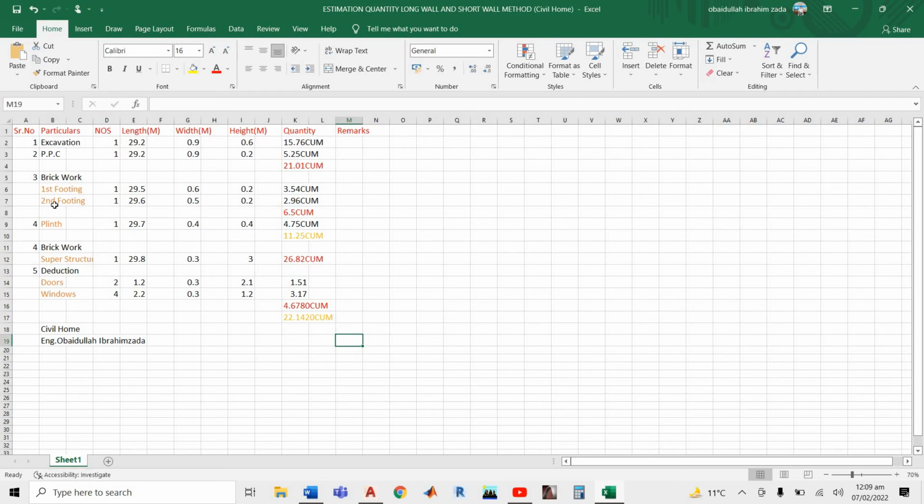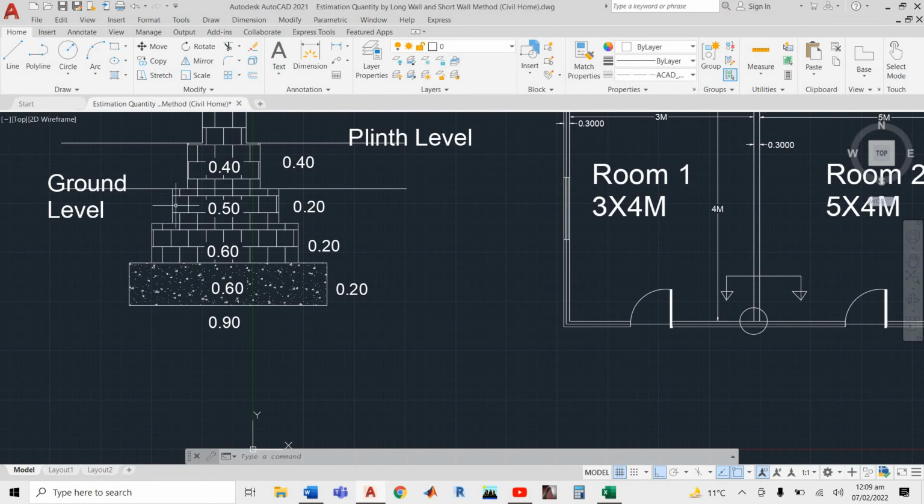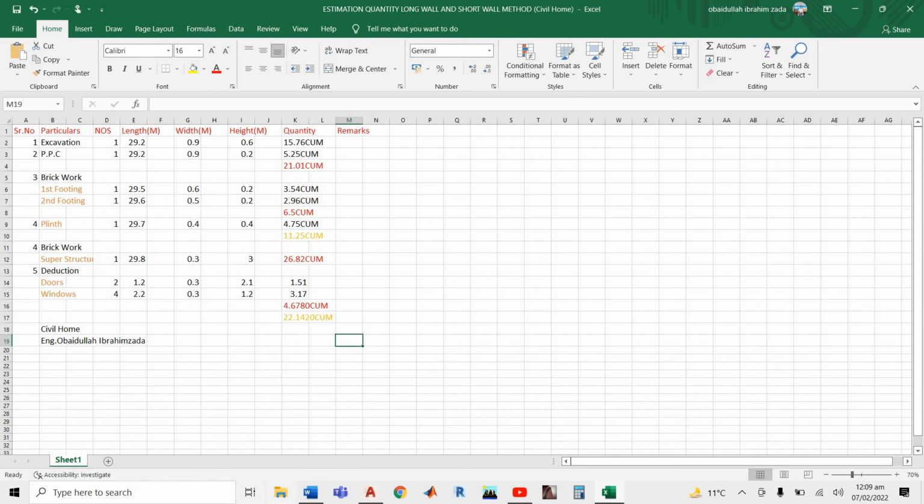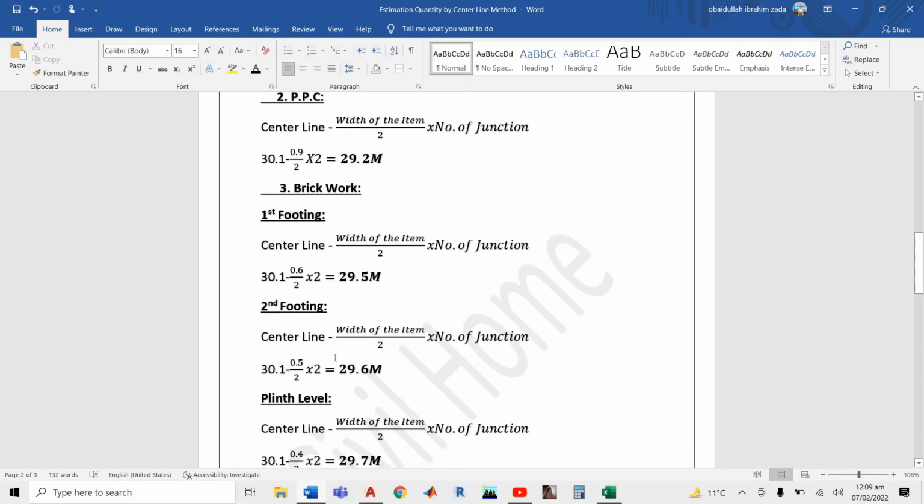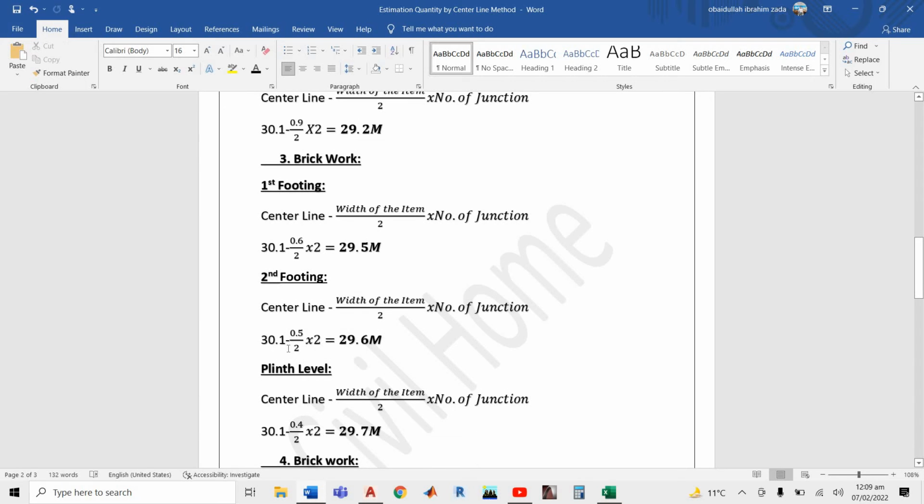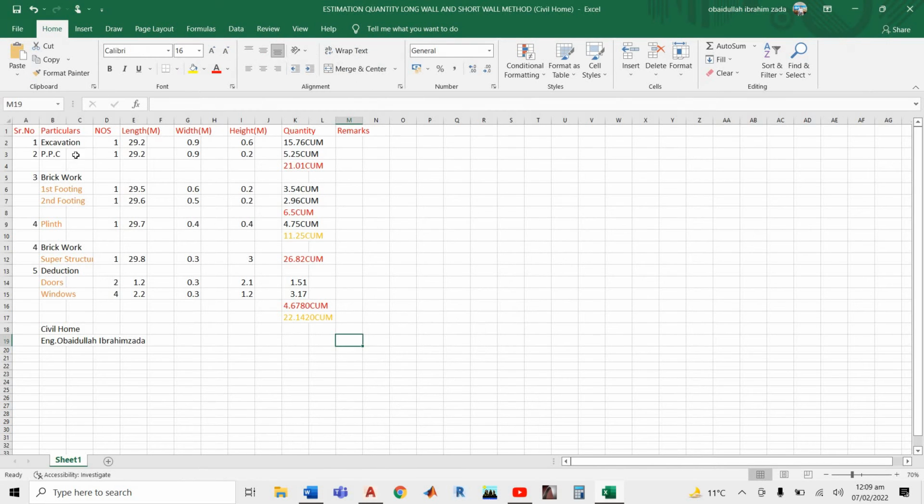cubic meters. Then for second footing, in here we have second footing, width is 0.5 and height is 0.2. Now we have to find first of all the length. How we can find the length? 30.1 minus 0.5, divided by 2, multiplied by number of junctions, 29.6. So 29.6 multiplied by 0.5 multiplied by 0.2, all of them, it becomes 2.96. You have to sum this, you get 6.5 cubic meters.